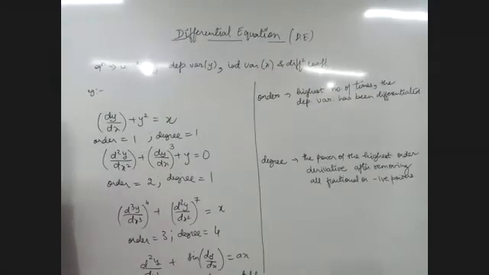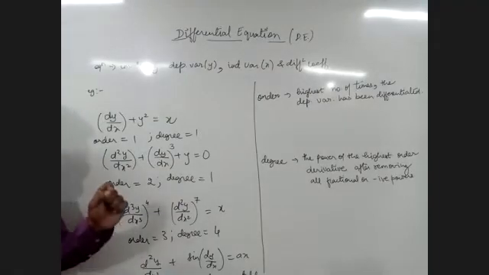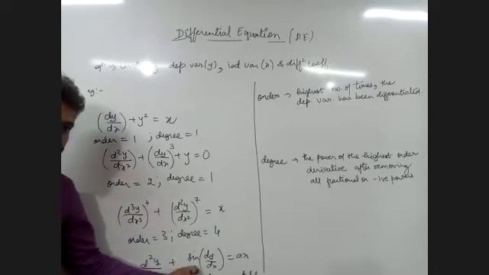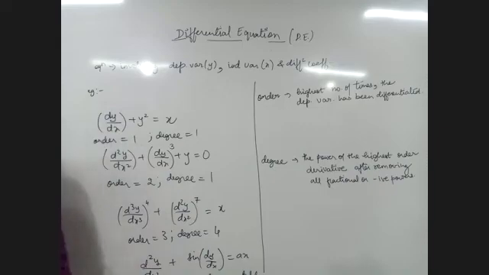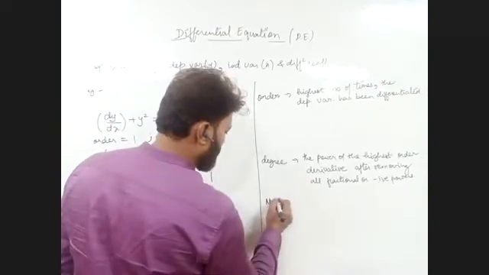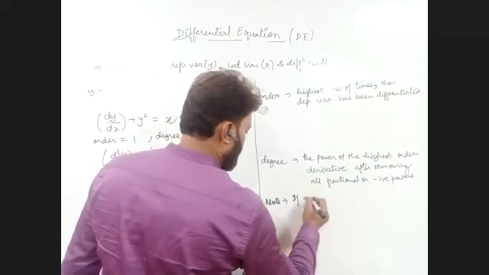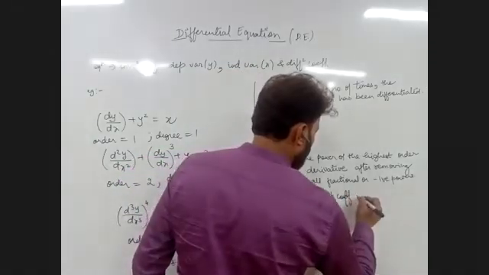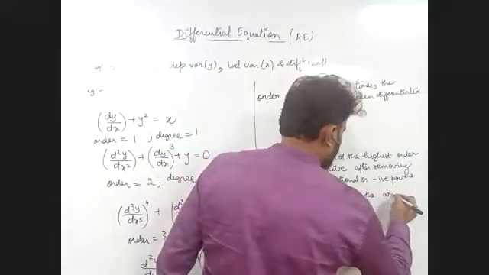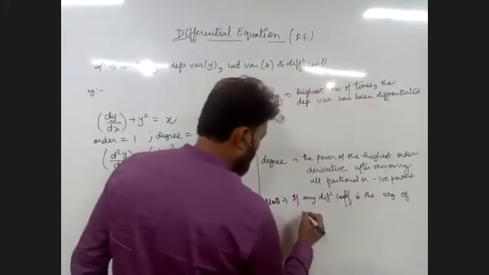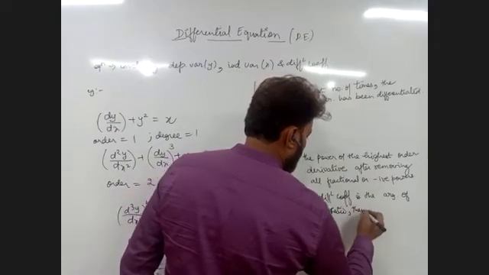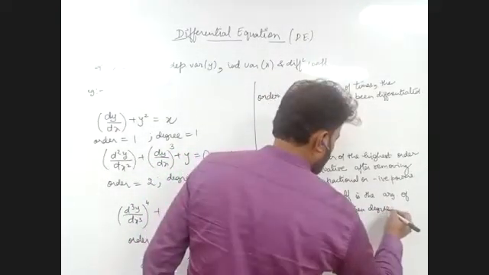Now what is the reason why degree is not defined in this particular question? If any, I repeat, if any differential coefficient is the angle of any t ratio, then the degree of differential equation is not defined, right? So here also we will remember one thing: if any differential coefficient is the argument of any t ratio, then degree is not defined.